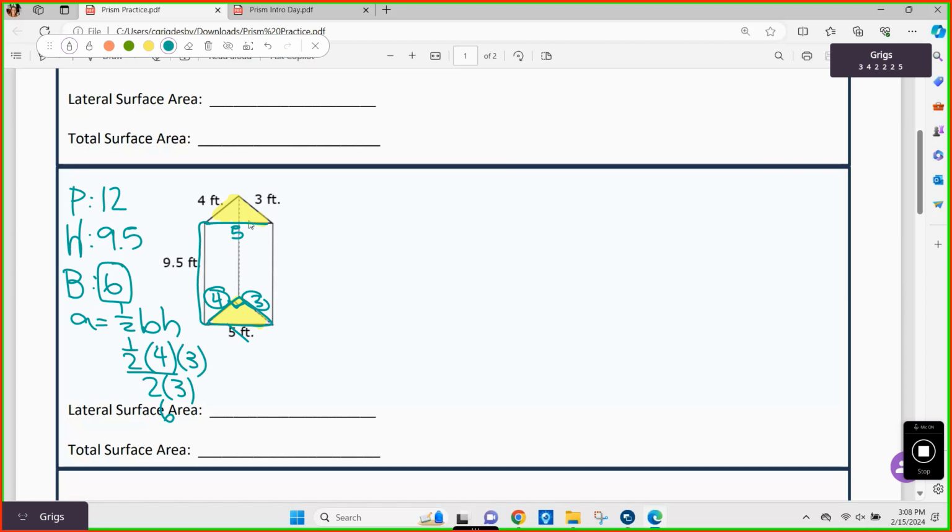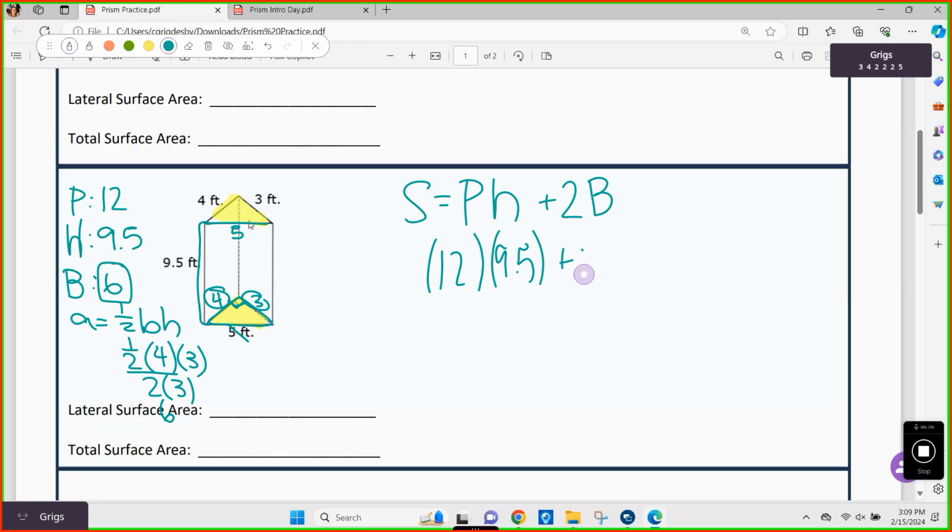Yep. So I'm going to use surface area equals perimeter of the base times height plus 2 times the area of the base. The perimeter I'm plugging in is 12. So 12 times 9.5 plus 2 times 6. Yeah? Yep. Alright, someone solve it.